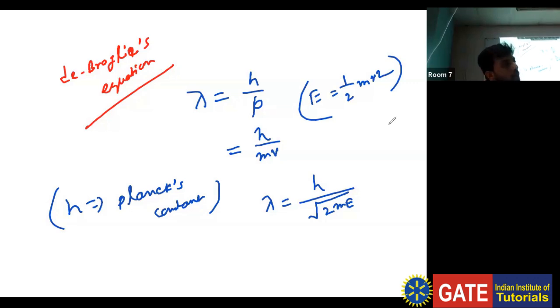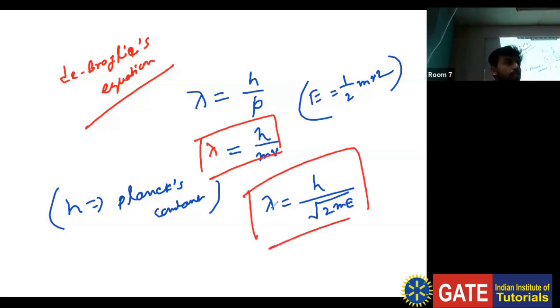Lambda is equal to h by mv. M is very high, means lambda will be very, very less. You cannot determine it. This is de Broglie's equation. Nothing else. So for the mathematical purpose, you need this and this, both. They might give kinetic energy, so you need to calculate h. They can give lambda, and they want to ask you lambda.